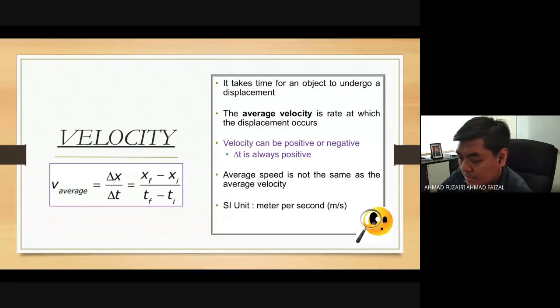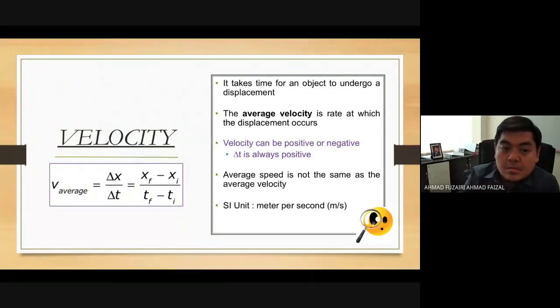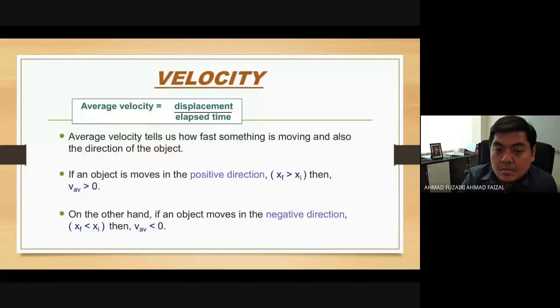Average velocity is the rate at which displacement occurs. By the formula, you may write average velocity equals displacement delta x over change of time delta t, or displacement delta x equals final position xf minus initial position xi, divided by final time tf minus initial time ti. Average speed is not the same as average velocity, but these two quantities have the same SI unit, which is meter per second. Average velocity is also a vector quantity.